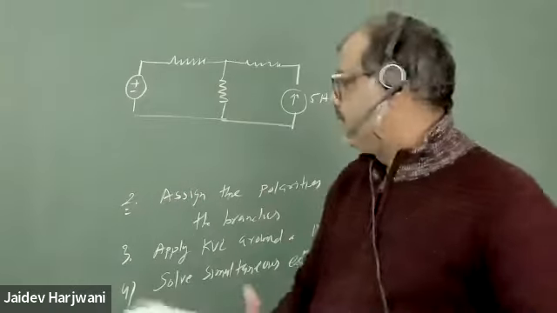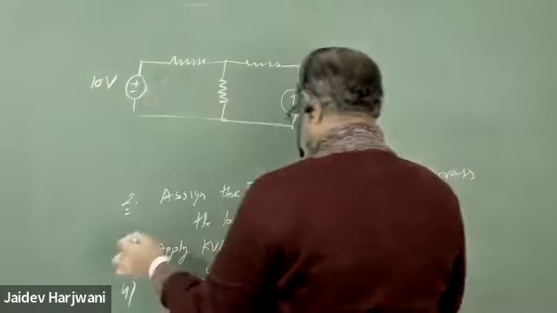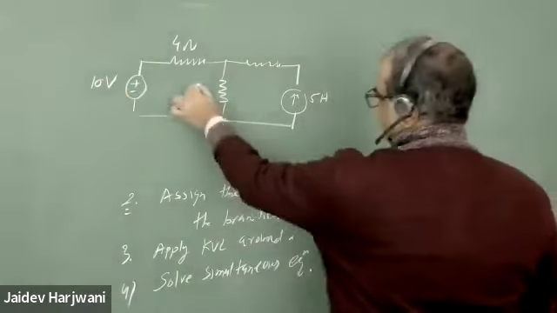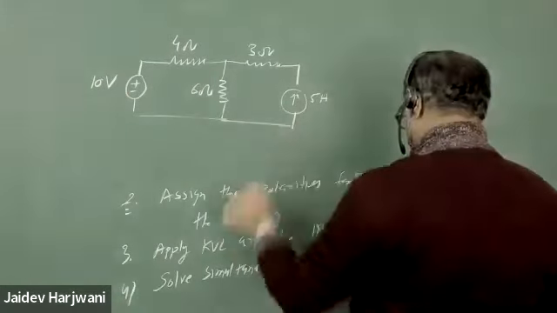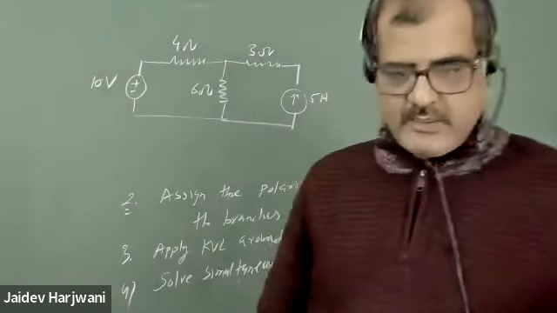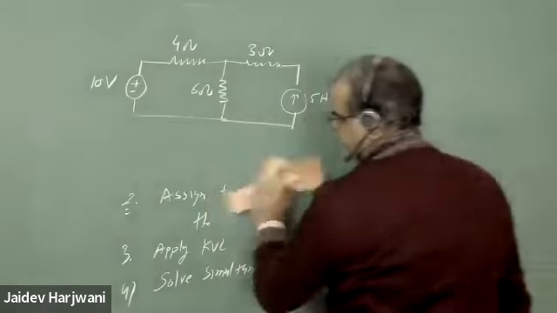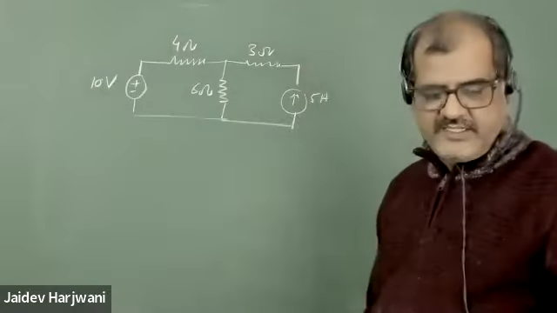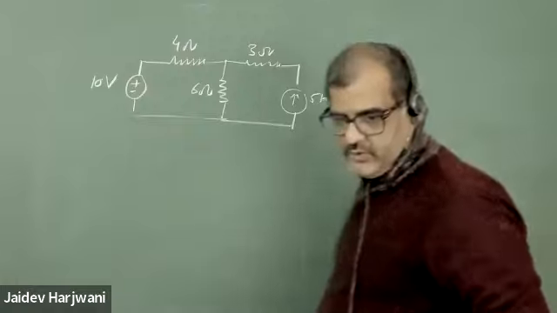So you have 10 volts, 4 ohm. There are 1 or 2 problems directly from this also. We'll solve tomorrow. 3 ohm. So this is my circuit. Now how many meshes are there? 2. So you have two meshes.